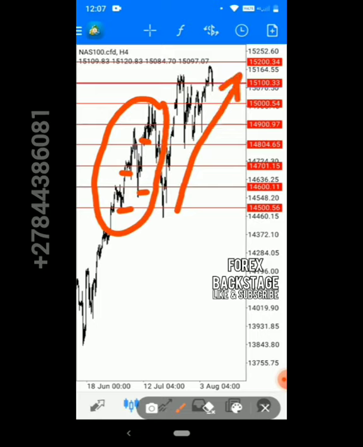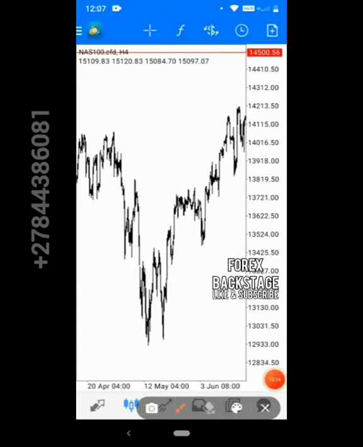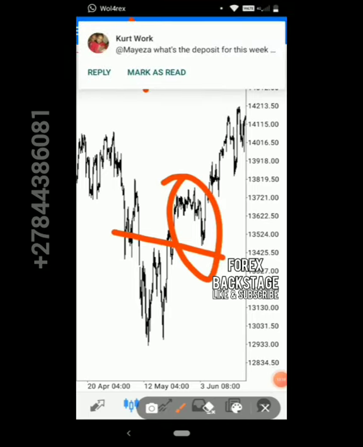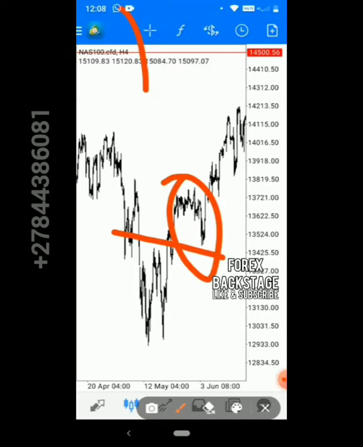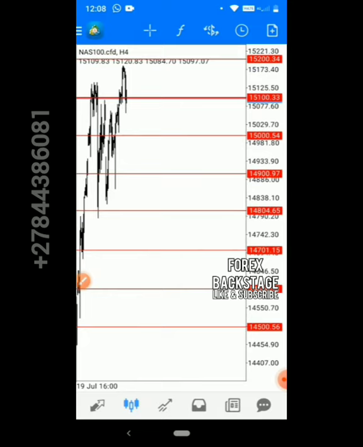Always look at these. Always be vigilant at these types of moves, guys. That's why Nasdaq kept on moving down here, because they were trying to collect something here and then move up again, basically. So that's basically it, guys.